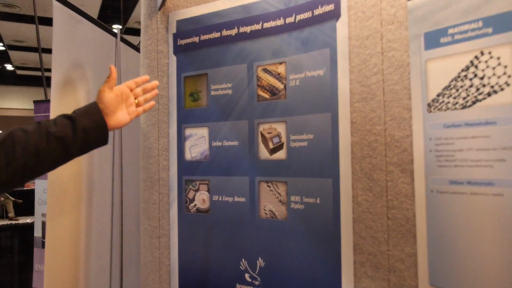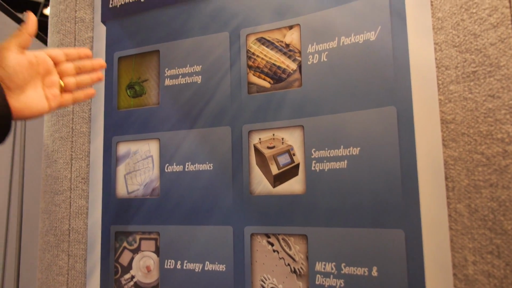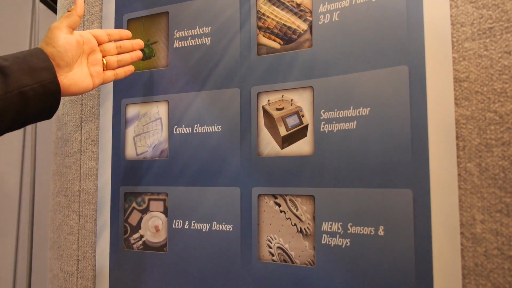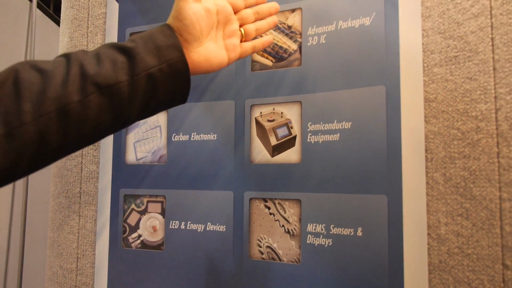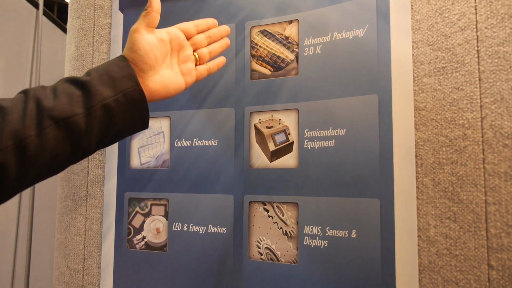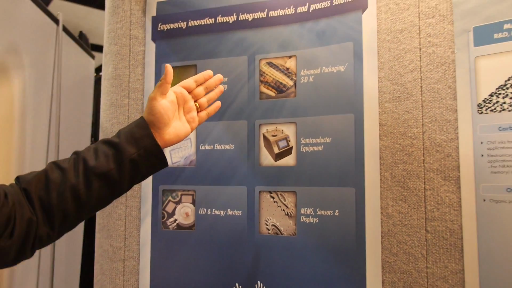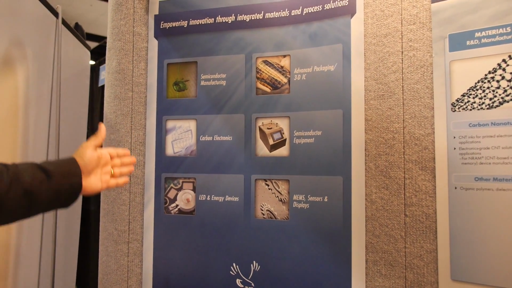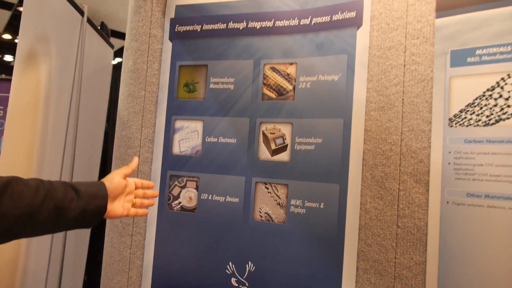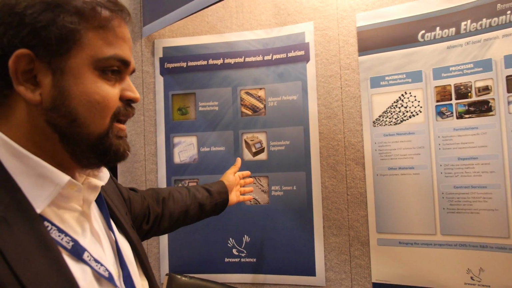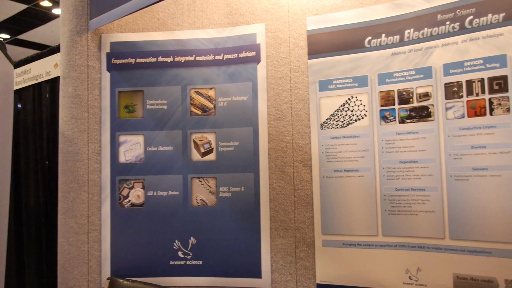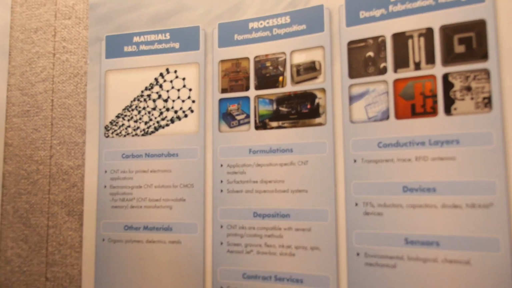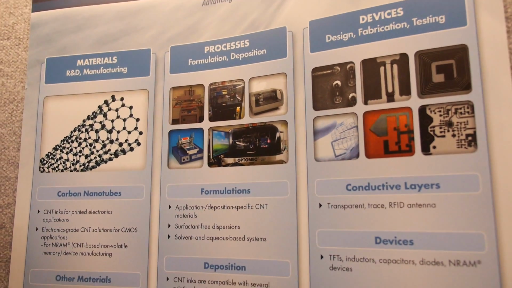So what are you showing here on the wall? Here we're highlighting different business units in Brewer Science. Traditionally, our business has been a semiconductor material supplier for semiconductor manufacturing. We have an advanced packaging unit for temporary bonding materials and equipment, and we have a semiconductor equipment division, carbon electronics. We have a strong presence in LED and energy devices, and we supply materials to the MEMS, sensors, and display market.